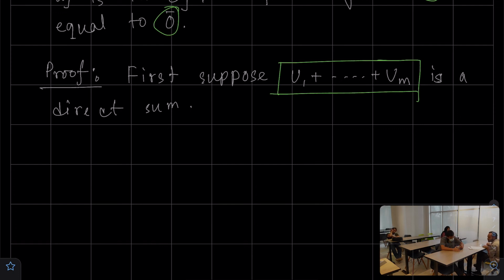You can use that symbol here. Yeah. That's happening.